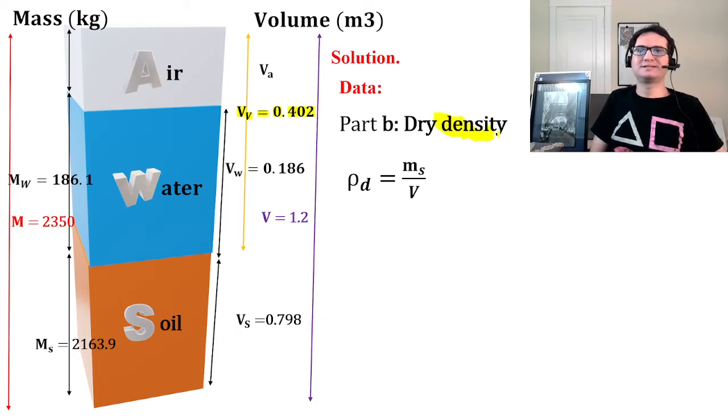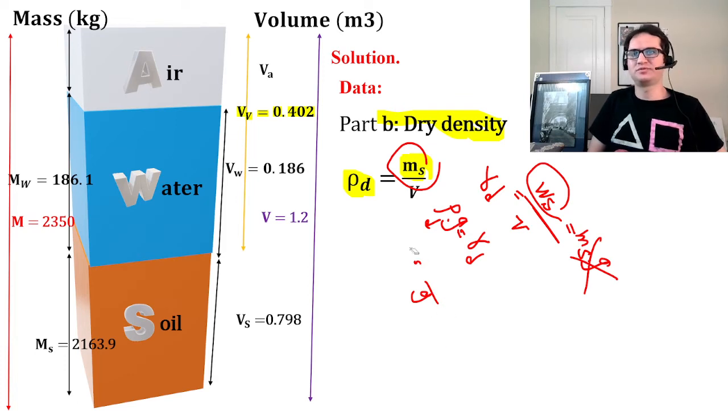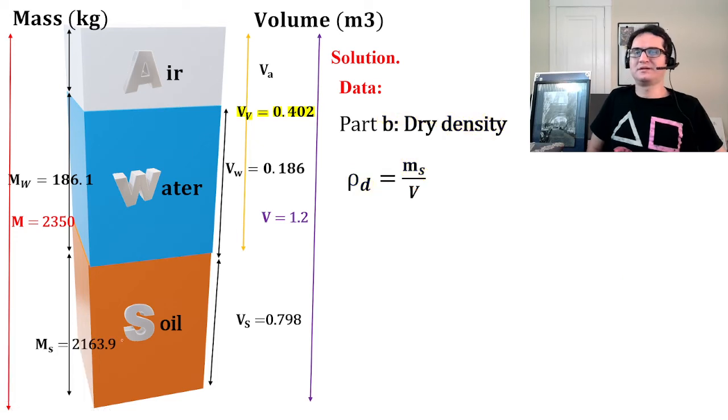Part B is dry density calculation. Rho D, rho dry. If it was gamma dry, unit weight, it was Ws, weight of soil, over total volume. Do you remember I told you rho times g is gamma? So rho D times g is gamma D. If we want to know rho, it's simply gamma D over g, and Ws is Ms times g. Mass is just removing the g from the equation. That's all you need to know. It's just a matter of unit difference between density and unit weight.